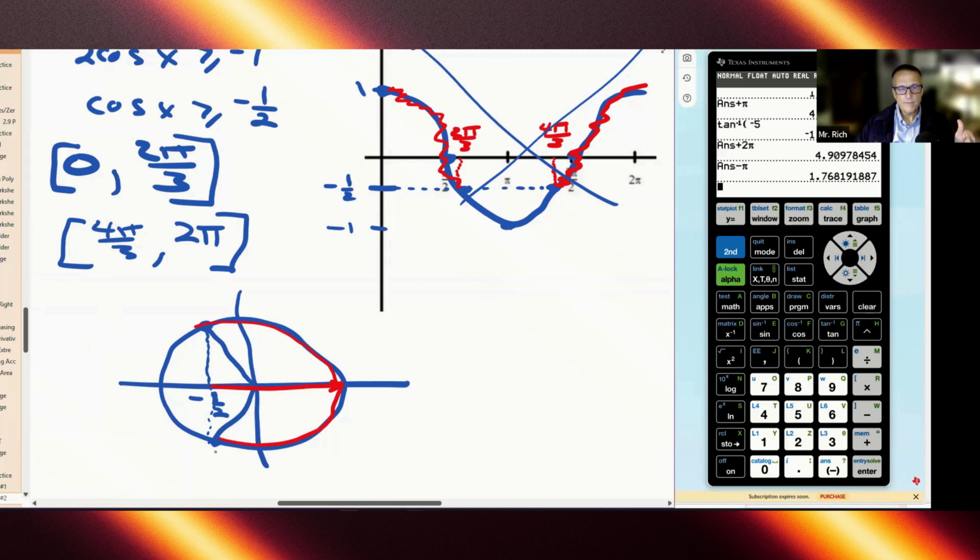But I can't give them as one interval because I can't say that it goes from 4 pi over 3 to all the way around. I have to give it as two intervals. I have to give it as the interval from 0 to 2 pi over 3, and then from 4 pi over 3 to 2 pi.